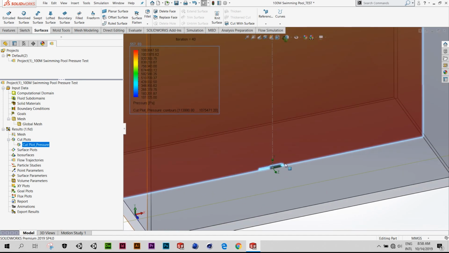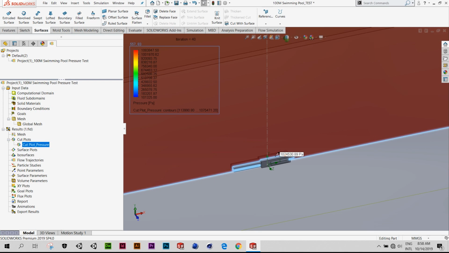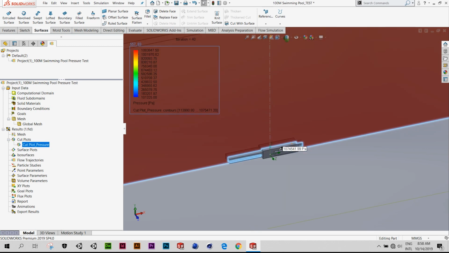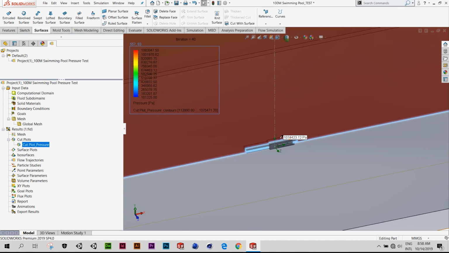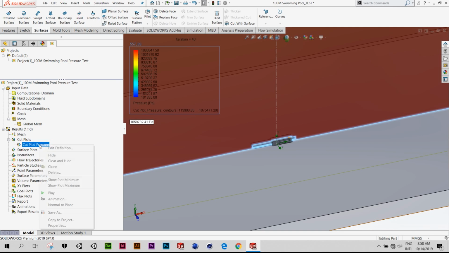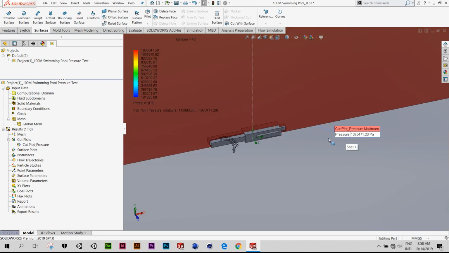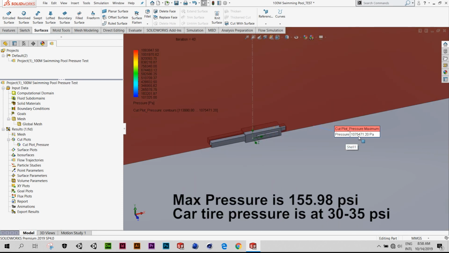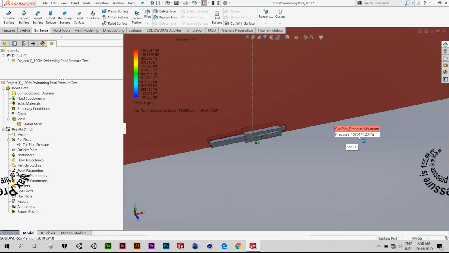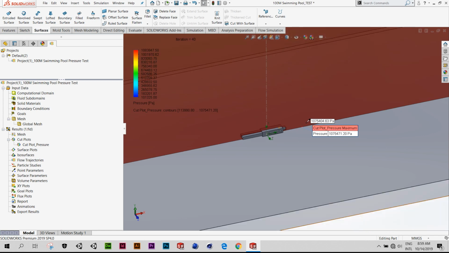And as you can see, if I show the pressure, you see the pressure is very high. Imagine a person experiencing a very high pressure. If I show the plot maximum, the maximum would be very high. It will be 1,075,471.20 pascals, or like 155.98 psi. It will be extreme.